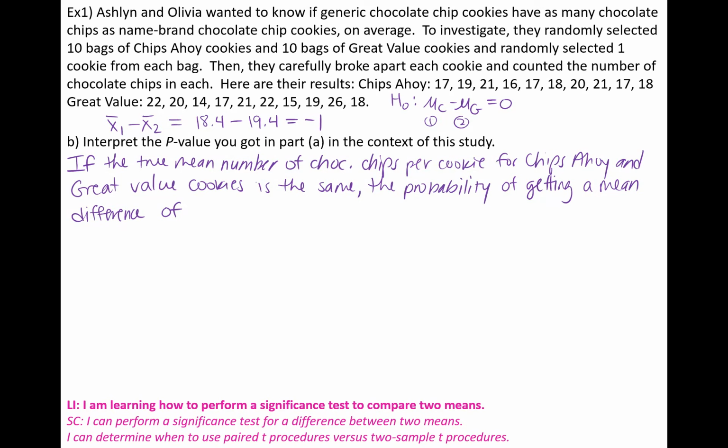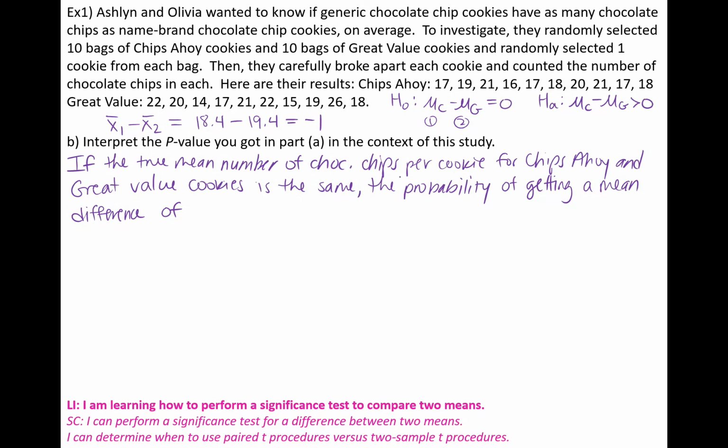Okay, so the probability of getting a mean difference that matches what we got in our experiment, in our little sample here, or more extreme. So we're going to say, since we were hoping that it would be more, I'm going to just quote our alternative here to help us out. Mean of Chips Ahoy minus the mean of the Great Value is greater than 0. So that greater than is our alternative.